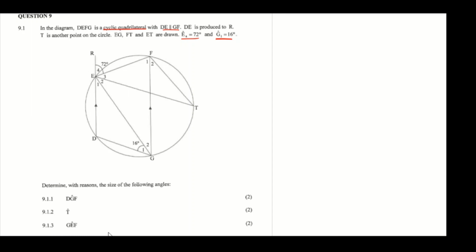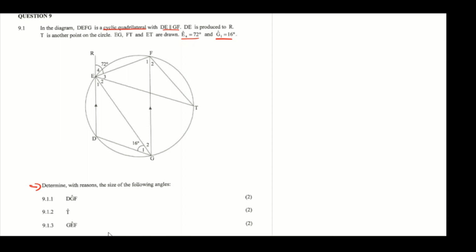So now, what I need to note is that sometimes, just sometimes, by the way, all the information is indicated in the circle, right? But sometimes it's not. So you need to make sure that you highlight the given information. Anyways, let's continue and solve these problems here. So the question here says that we must determine with reasons the size of the following angles, right? So we're gonna do 9.1.1. We get asked to determine DGF.